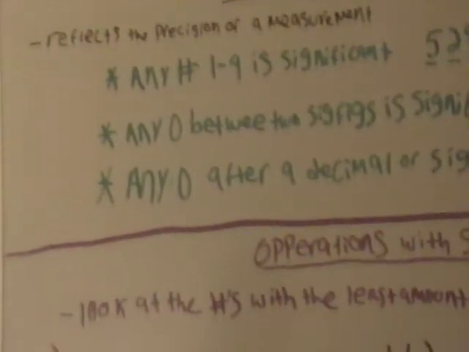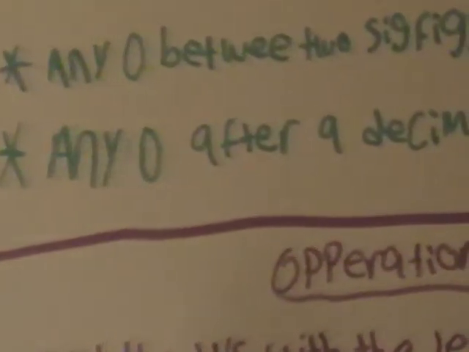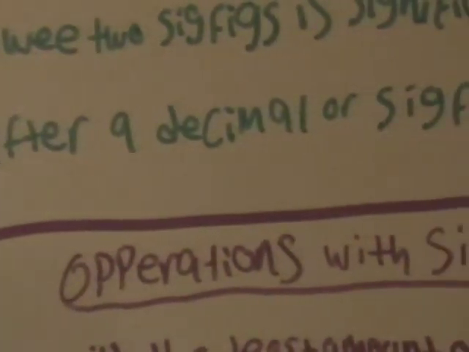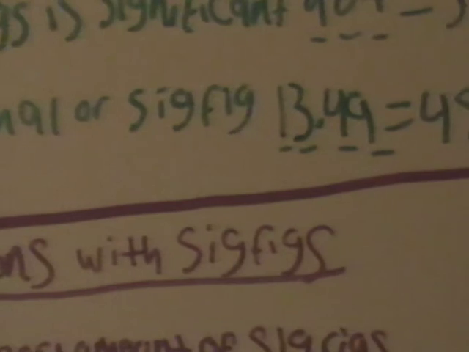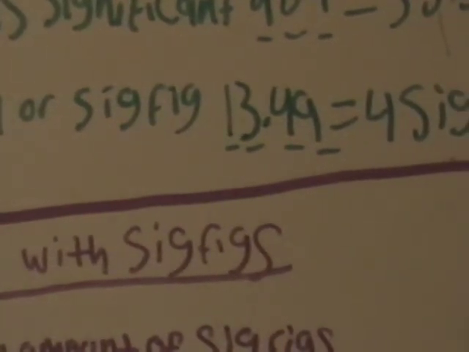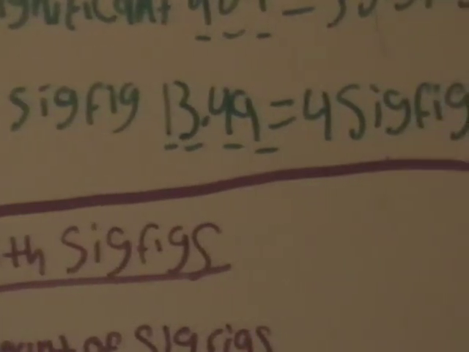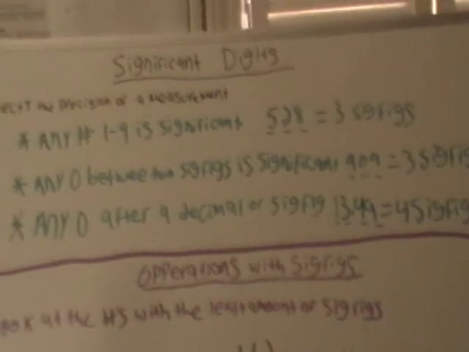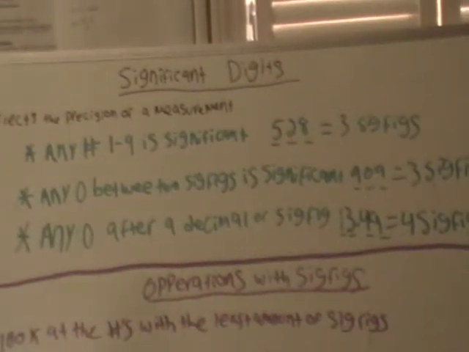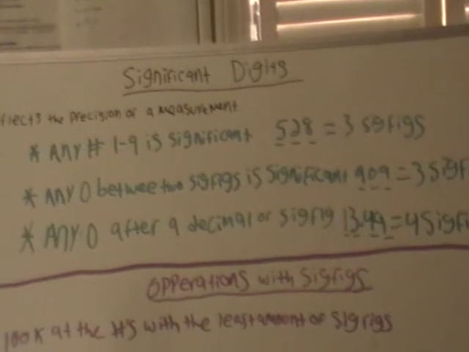We'll go down here to the third rule. Any 0 after a decimal, after a significant figure, is significant. So here we have 13.49. That 4 and 9 is after the decimal, and it's also after 13, which has 2 significant digits. So that 49 part is after a decimal and after significant figures. So therefore there's 4 sig figs there. This up here is the basic rules we follow with sig figs. If you're taking notes on this, I'd definitely write that down.